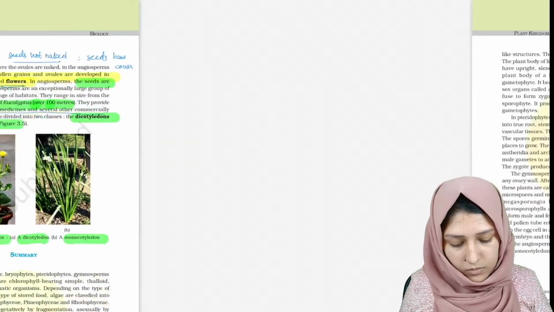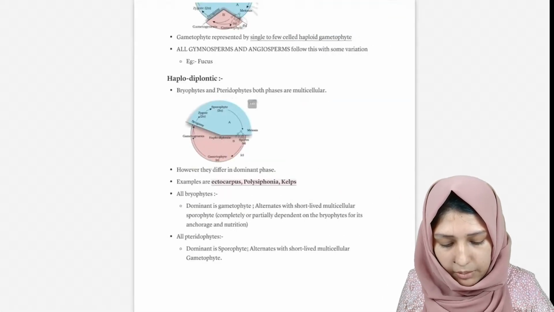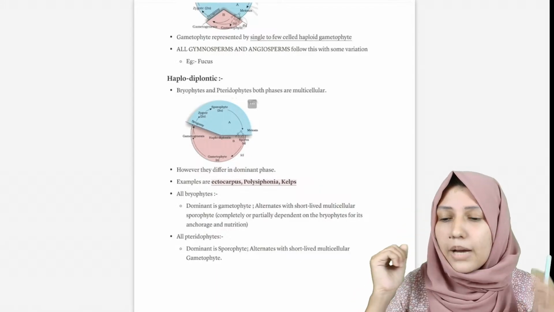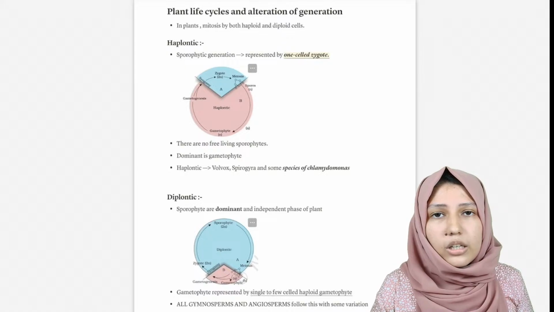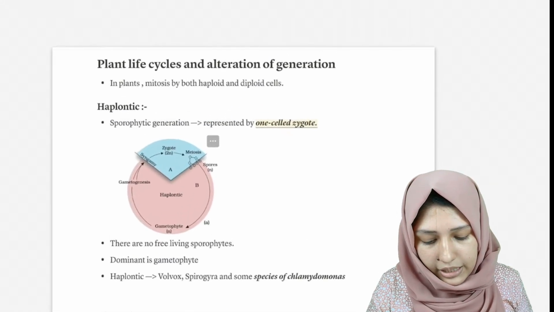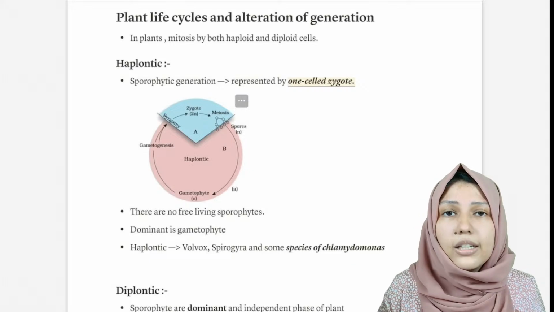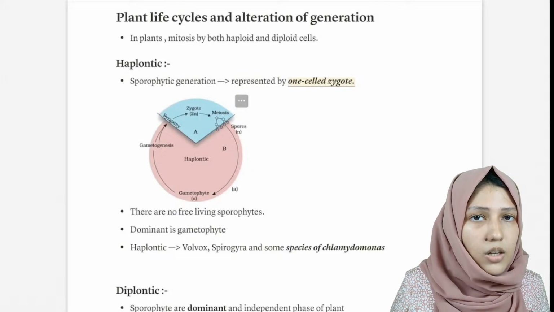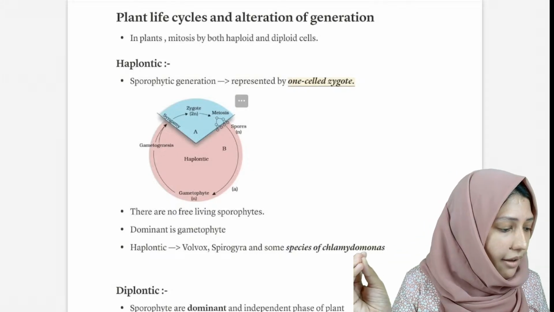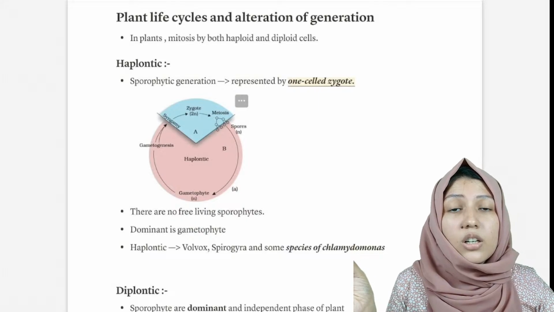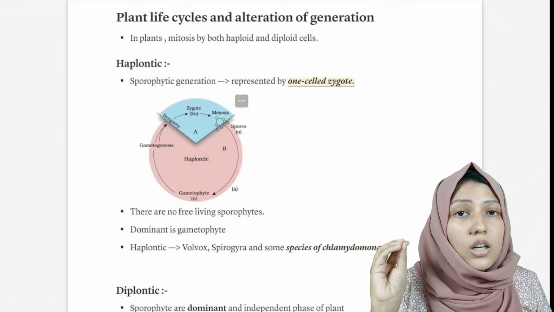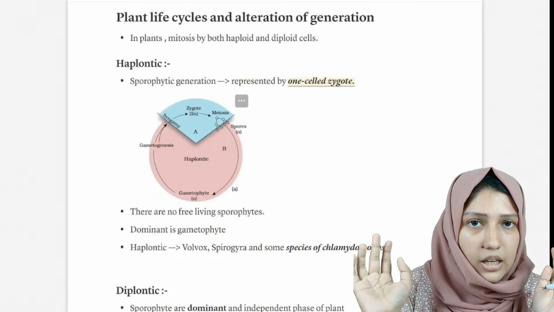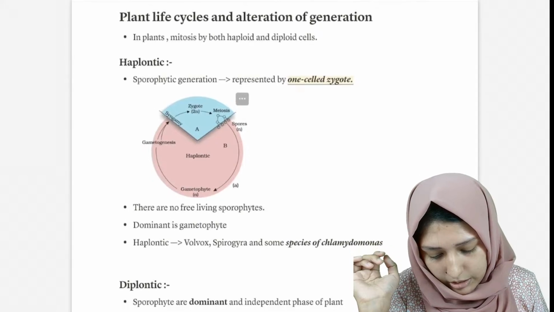Clear? Now let's see an important aspect in this chapter which NCERT has removed. It is not there in NCERT now, but for the safer side we can see it: plant life cycle and alternation of generation. We have studied that different plants have different dominant phases. Some of them have the gametophyte as the dominant phase, and the others have the sporophyte as the dominant phase. Right? Let's see what it is about.